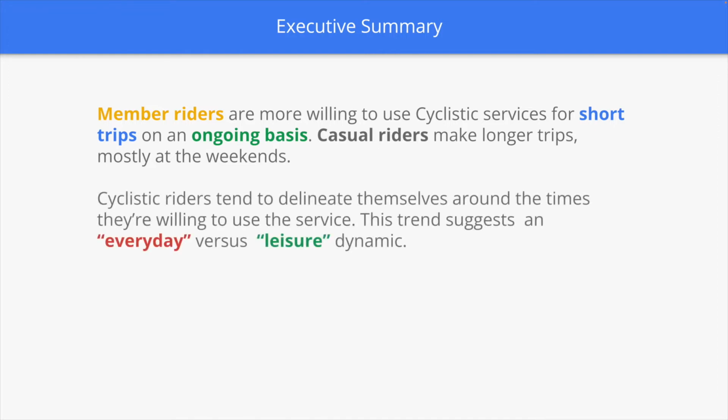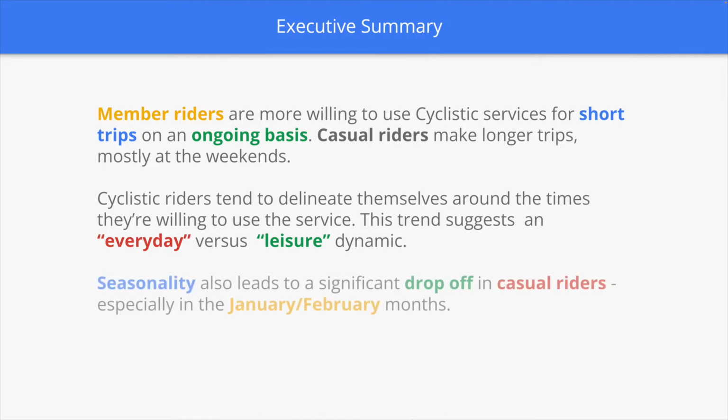Secondly, Cyclistic riders tend to delineate themselves by what time of week they're willing to use the service. So subscription riders tend to integrate it into their weekday in a way that we don't really see when it comes to casual users, who use the service mostly on the weekend. Thirdly, the winter season plays a significant role in the drop-off of casual riders, which goes to almost zero in the January and February months.